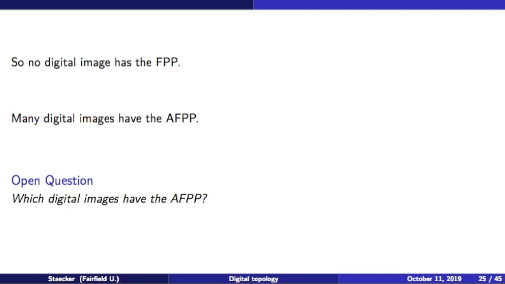So that's why no digital image has the fixed point property except just at one point, which is not an interesting example. Many digital images have the approximate fixed point property. Actually, this is something that I think no one has really studied in detail. It's not because it's too hard, I think just because nobody has studied it. So if any of you are interested in looking at this, this is a very general question: which digital images have the approximate fixed point property?